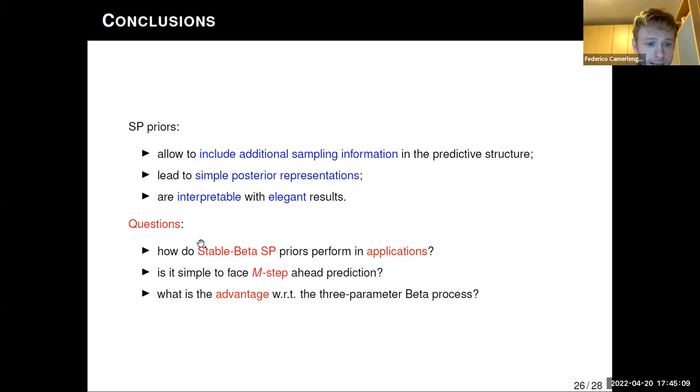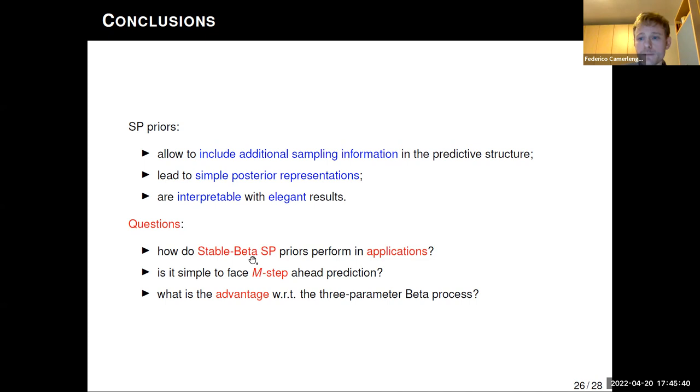First of all, is it simple to do one step ahead prediction in this framework? So given an initial sample, is it simple to predict the outcome of a future sample of arbitrary size? How do stable beta scale process priors perform in application? What is the advantage of the stable beta scale process prior with respect to the three parameter beta process?